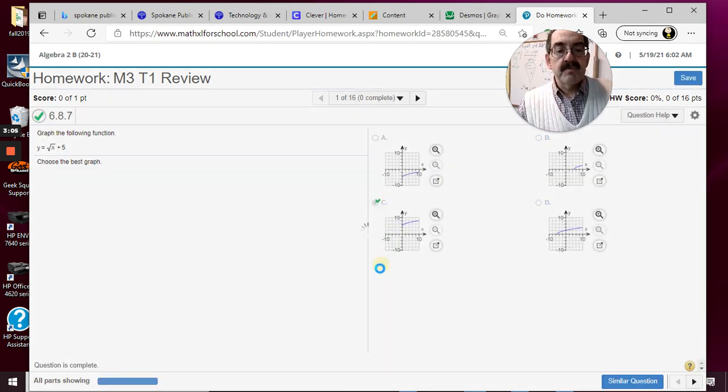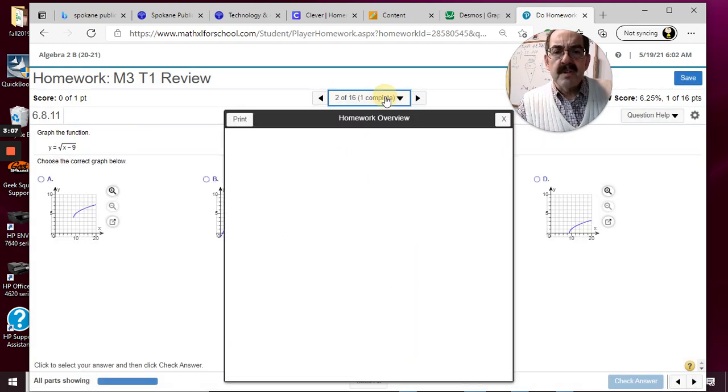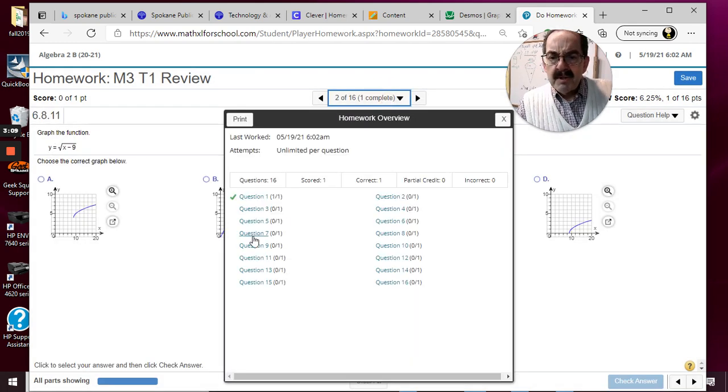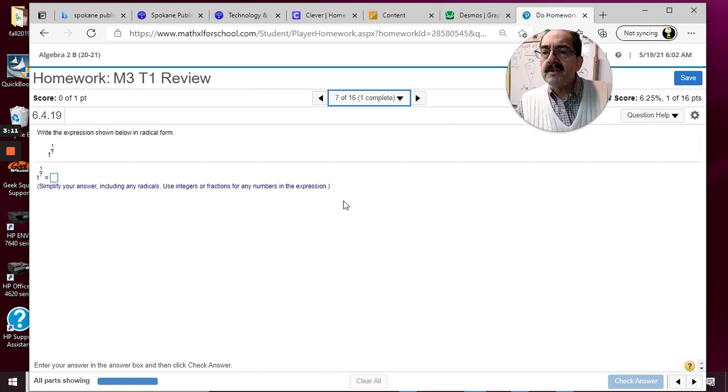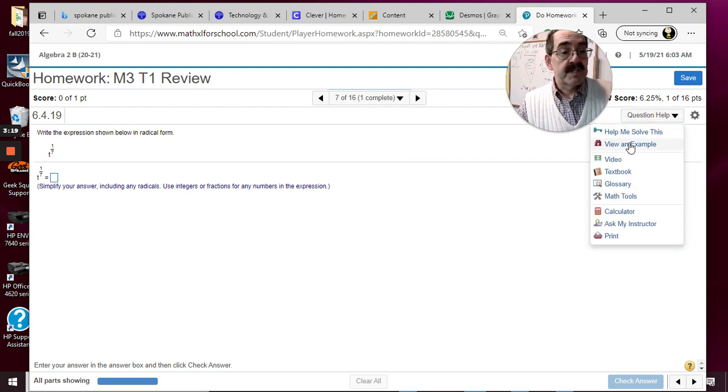All right, so these were square root functions. Let's go up a little bit. Let's go to question 7, see what it looks like. Now, write the expression in square root form. What does that mean? Okay, you can always view an example. You can, and this one they actually have a video.